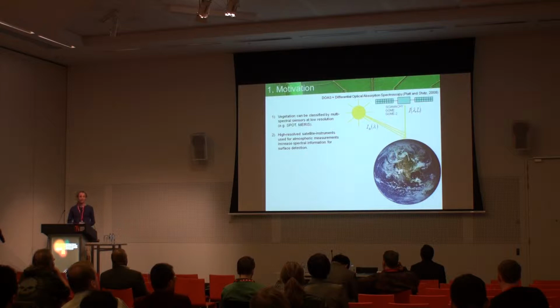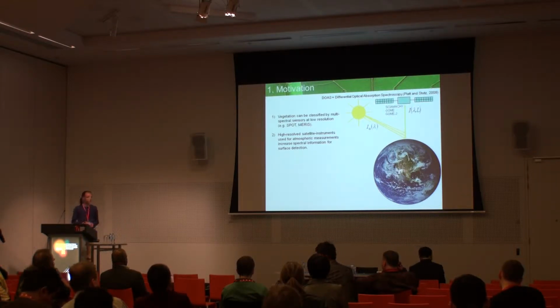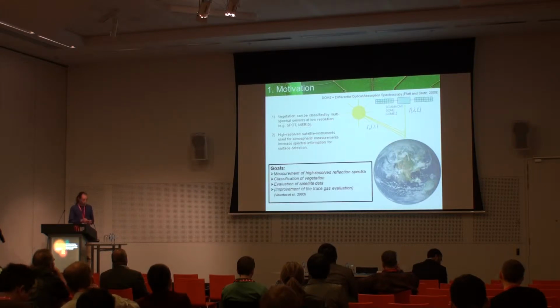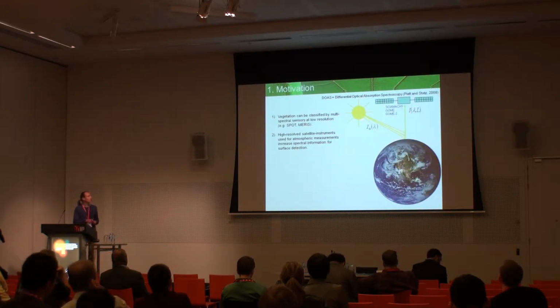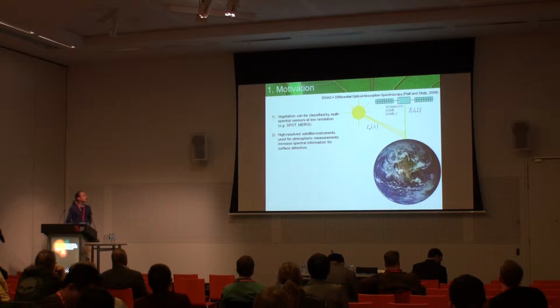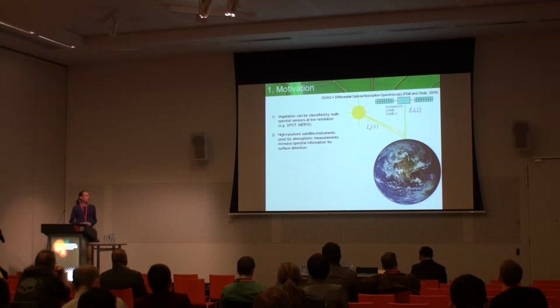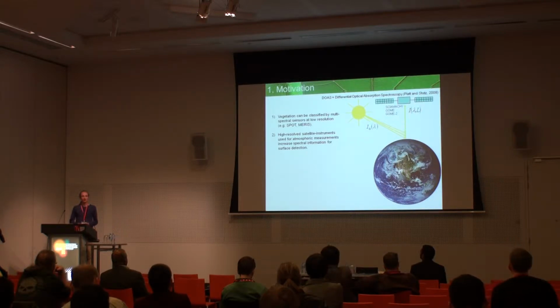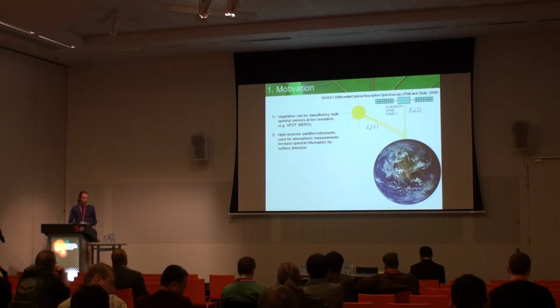And so the idea was the instruments we use also take information about the light which is reflected from the ground surface. We can use this information, so we have more information about the ground surface, and the question is if this can increase the classification to distinguish more groups of vegetation.